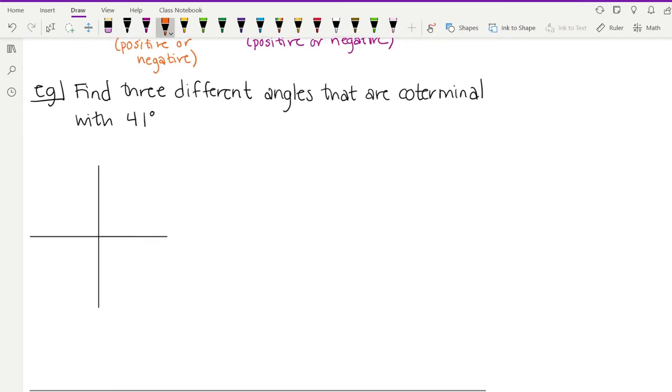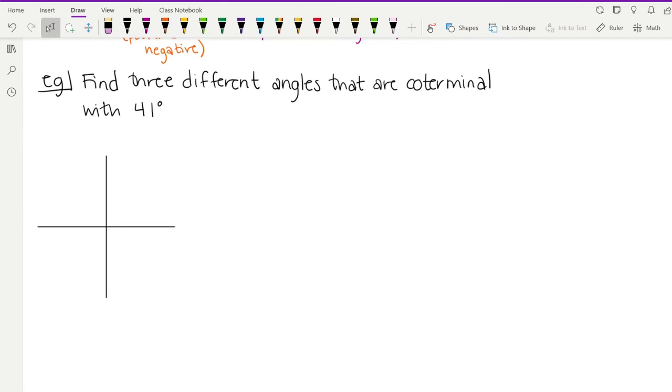So let's do an example with this. Let's find 3 different angles that are coterminal with 41 degrees. And feel free to pause this and do this one yourself. There's going to be many different possible answers we could give here, but we'll do a few. Let's try to find maybe at least one that is a negative angle just to make things interesting.